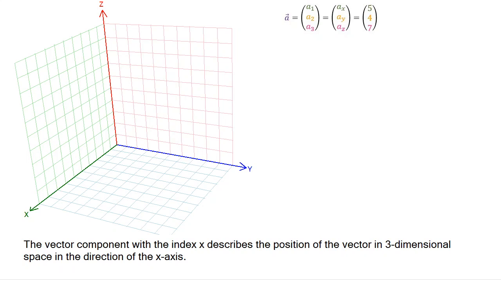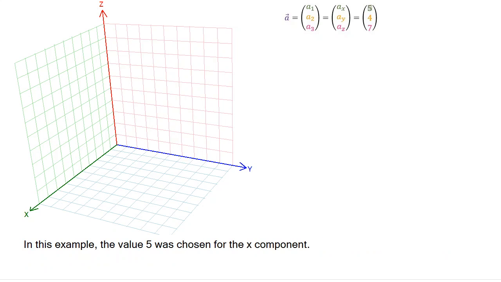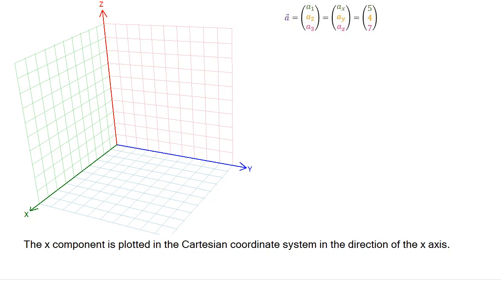The vector component with the index x describes the position of the vector in 3-dimensional space in the direction of the x-axis. In this example, the value 5 was chosen for the x component. The x component is plotted in the Cartesian coordinate system in the direction of the x-axis.